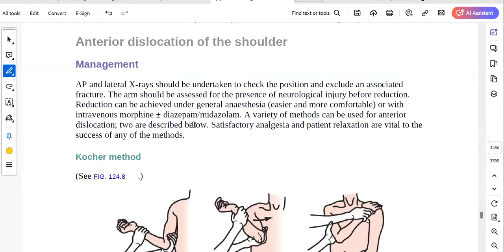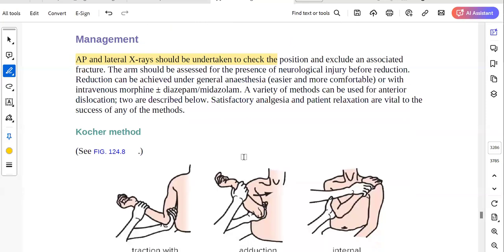So what to do for anterior dislocation of shoulder? You just need to relocate the shoulder. So you'll first diagnose the condition with AP and lateral X-ray. And once the X-ray shows, yes, patient has got a dislocation, what will you do? So first of all, you will make sure there is no neurovascular injury before you do the reduction.